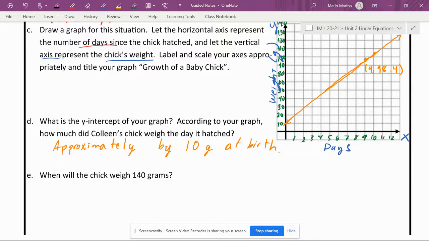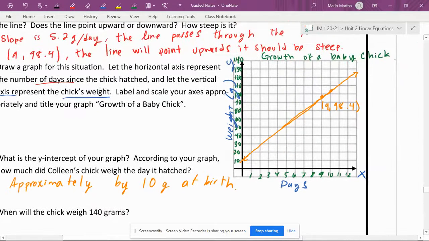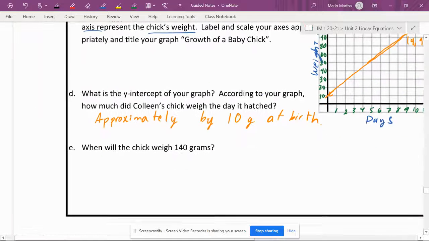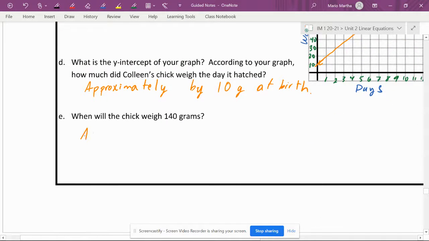All right. And then we want to figure out when will a baby chick weigh 140 grams. So if we continue here, the line keeps growing. So this is where we hit 140. So we can say about, this would be 13, 14. So I would say about 15 days later. So approximately, at 15 days, the baby chick will weigh 140 grams.